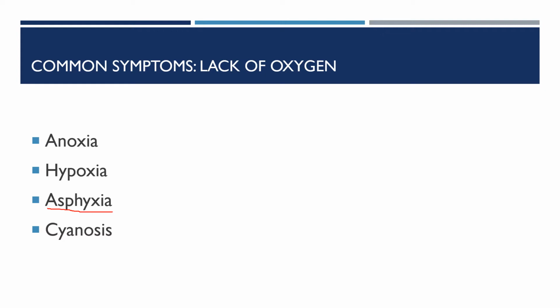And then the last one, cyan. Cyan is blue, osis is condition of. Cyanosis is a bluish color that comes to the skin related to a lack of oxygen. You might see this primarily around the fingers, around the mouth, and sometimes in the eyelids. They're some of the first areas, where those mucous membranes are, that we would start to see cyanosis.